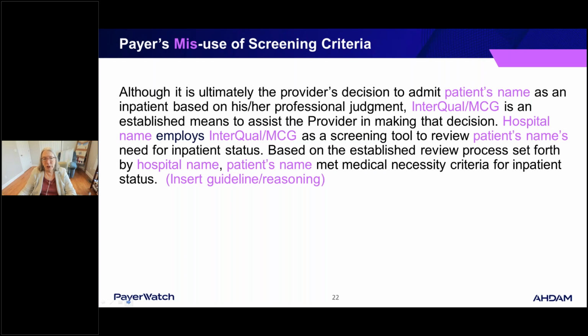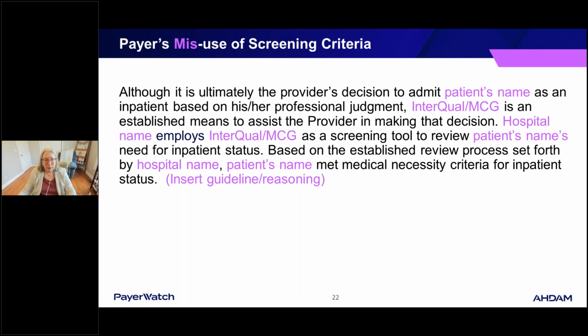So if you're using MCG or InterQual and they did meet based on your review, and then the payer says they don't meet, then that's something you can argue back to the payer to say, well, yes, in fact, they do meet, and they do meet for this reason.